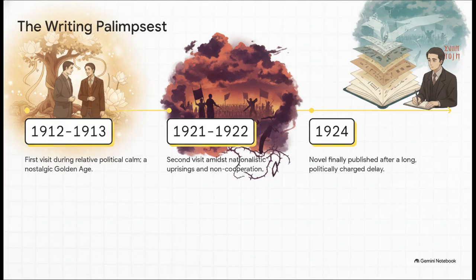Forster started writing during his first visit in 1912, which was a period of relative political calm. In the novel, this era feels almost like a nostalgic golden age where apolitical friendships still seemed possible. But then World War I happened. He put the book aside and only finished it after his second visit in 1921. By then, the landscape was entirely defined by intense nationalistic uprisings, the non-cooperation movement, and the horrifying aftermath of the Jallianwala Bagh massacre. The ground had literally shifted beneath his feet.